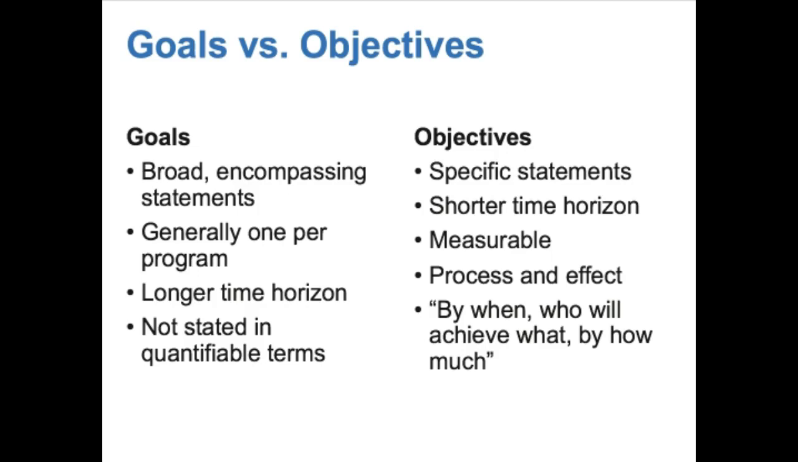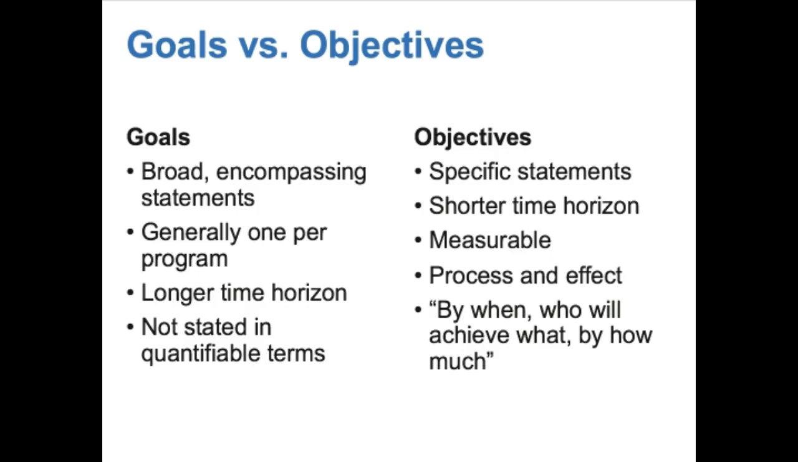Objectives are specific statements about the work to be done or the immediate effect on the program participants. Objectives have a shorter time frame and are measurable. Objectives focus specifically on the process theory or the effect and are either called process or effect objectives. An easy way to remember the parts of a good objective is the statement, by when, who will achieve what, and by how much.